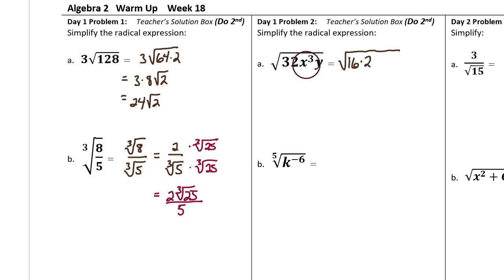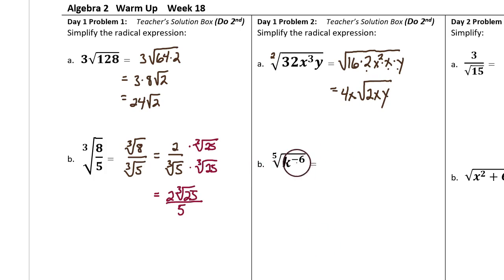Now look at the letter x. This goes to the third power, and the power 3 is not a multiple of an index of 2. So we need to factor x to the third. Let's do it as x squared times x. And then we also have a single letter y there. Next step, the square root of 16 is 4, and the square root of x squared is x. Leave the other things in a radical. The 2, this x, and the y.